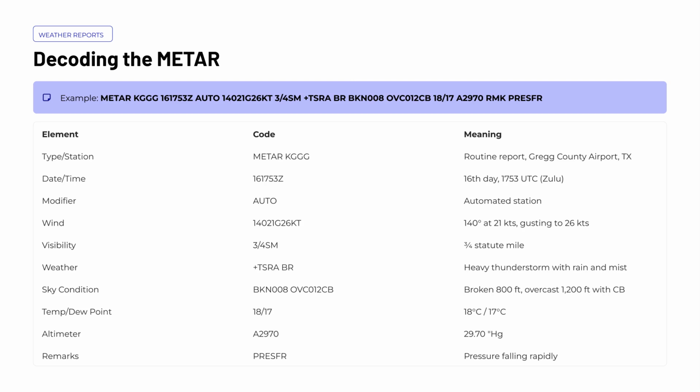Finally, the remarks section contains PRESFR, meaning pressure is falling rapidly, a strong indicator of deteriorating conditions. This is a report that demands immediate pilot attention.